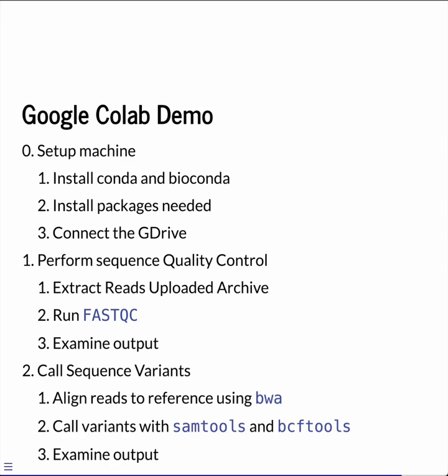Okay, so I'm going to do a demo again, and this is the workflow I'll follow in the Colab Jupyter demo. Roughly, we'll set up the machine with what it needs. Then we'll do a FastQC to check some reads that I've prepared, and then call some variants using those reads. The origin of the reads doesn't really matter for a tech demo, but they come from E. coli.